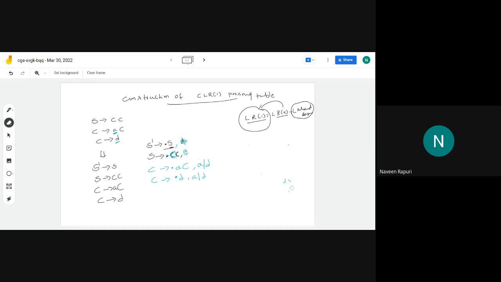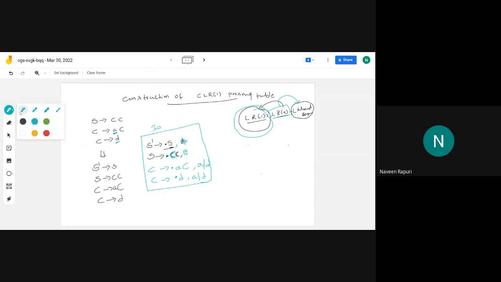So this is LR1 items, not LR0, because along with the LR0 items, along with productions and dotted productions, we are having a look ahead symbol. Any LR0 item with a look ahead symbol, we can call LR1 items of the DFA. So this is the LR1 items of DFA I0.